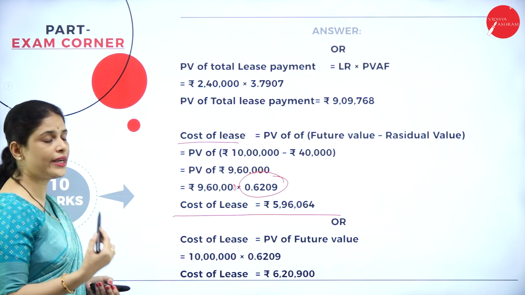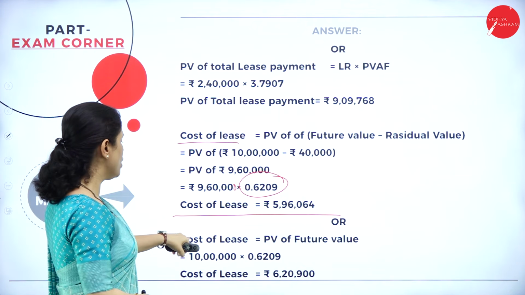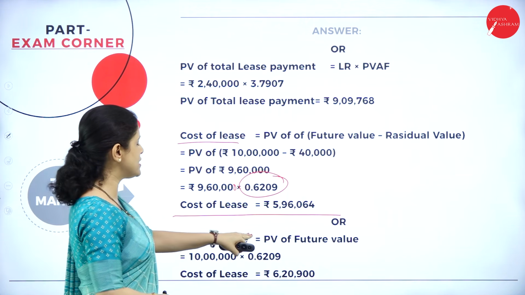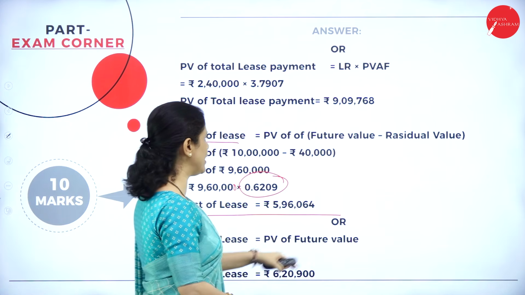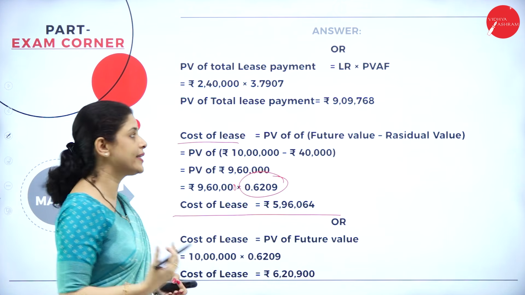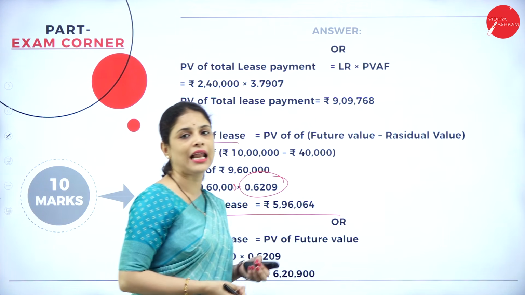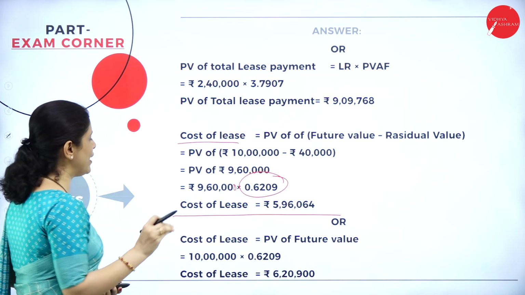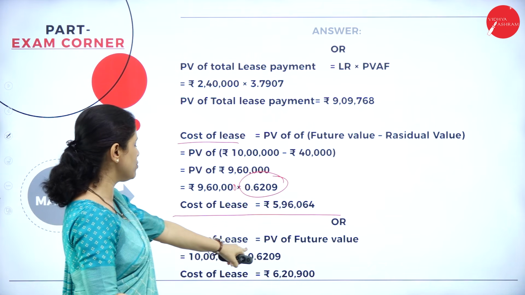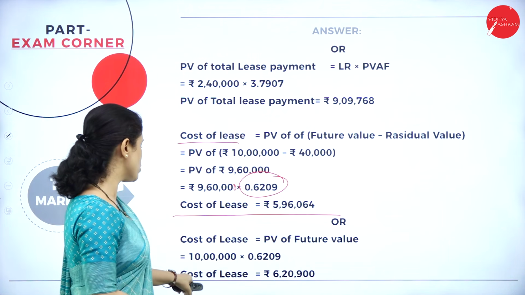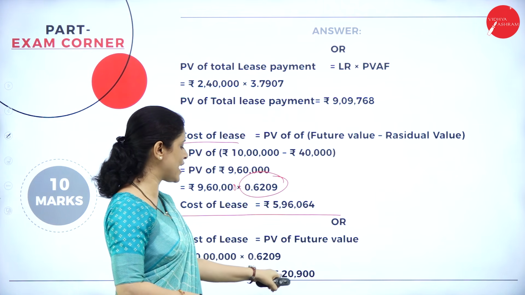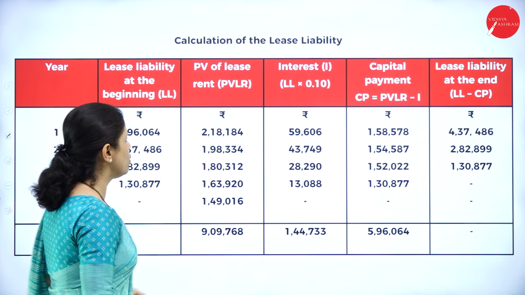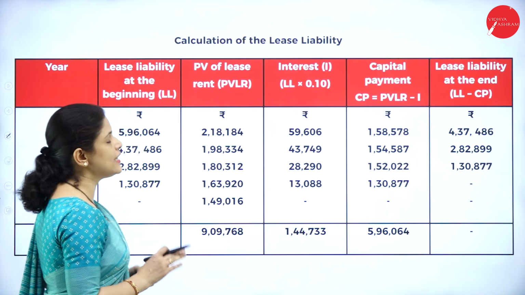Otherwise, we can do it by another method. Instead of doing this, cost of lease equals PV of future value. That means instead of deducting the residual value, we calculate the PV of the future value itself, that is 10 lakh into 0.6209. So the cost of lease is 6,20,900. Next we have to calculate the lease liability.